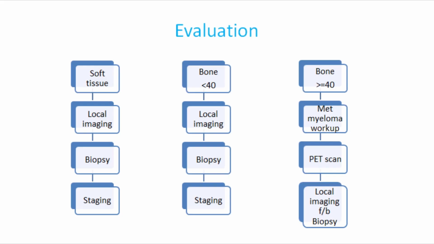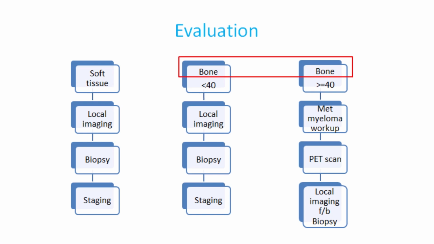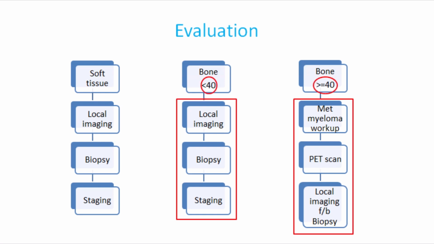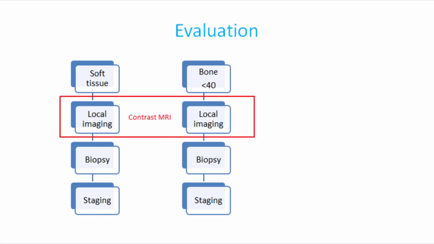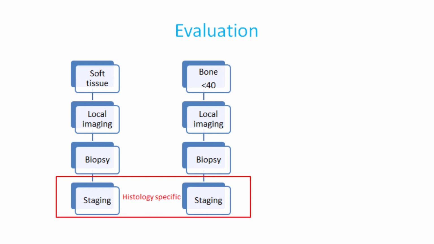Now let's start with evaluation. This flowchart explains how to evaluate bone and soft tissue lesions in orthopedic oncology. For a soft tissue lesion, evaluation doesn't change with age, whereas bone lesions are evaluated differently in the elderly age group. All patients are primarily investigated with a local radiograph. For patients with soft tissue lesions and those with a bony lesion with age less than 40 years, local imaging is done, which is contrast MRI, followed by needle biopsy, followed by staging based on histology of the tumor.